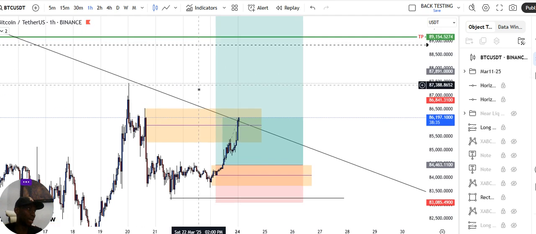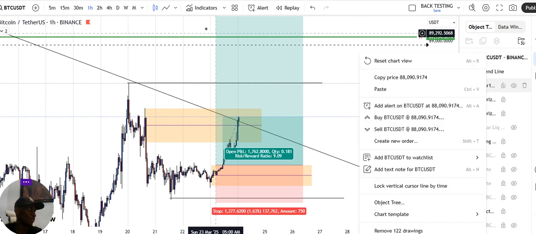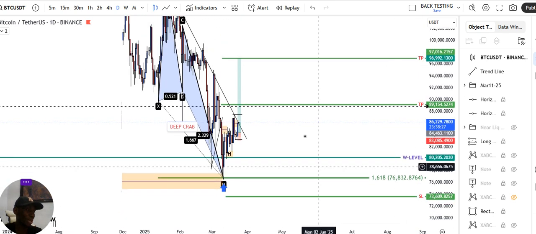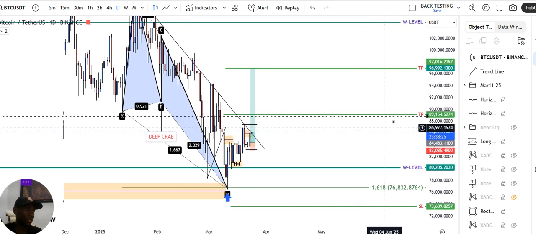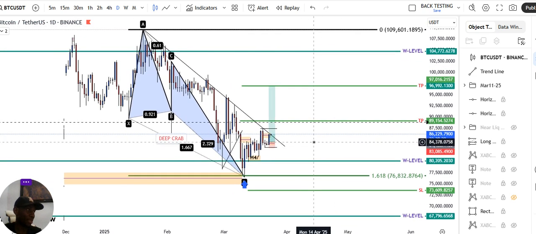And now, if you can take out these points here, and if you look at it from the daily time frame as well, this was the setup I shared last week. And sometimes, I'm going to say this at the end of the video, but let me just say it right now.